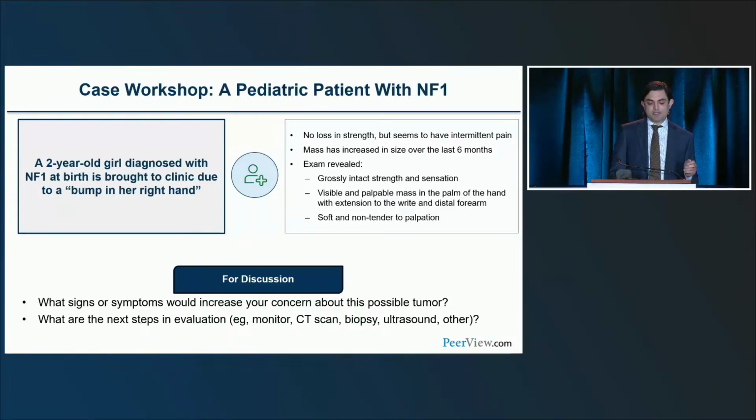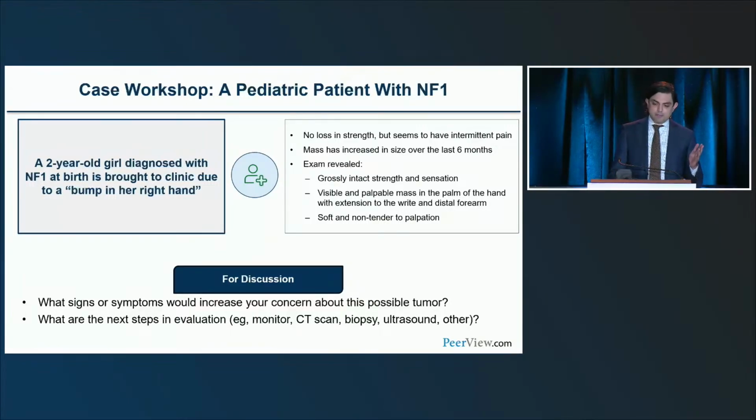So this is a patient I saw in clinic. Although I'm an adult neurologist, I see some kids from time to time. And I saw this 2-year-old who was brought to clinic by her mom, saying that she was diagnosed with NF1 soon after birth based on skin manifestations, but that they had noticed that in her right hand there was something growing, and it had been growing for the last 6 months, and it felt like a soft mass that maybe was involving the hand and a little bit of the wrist.